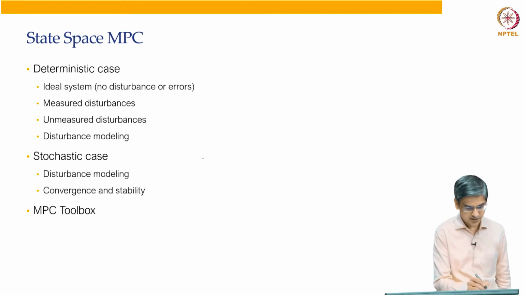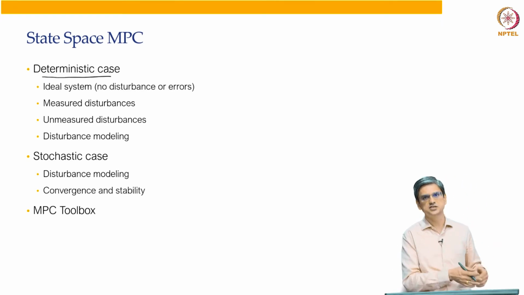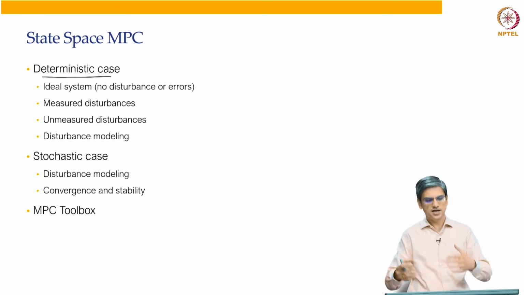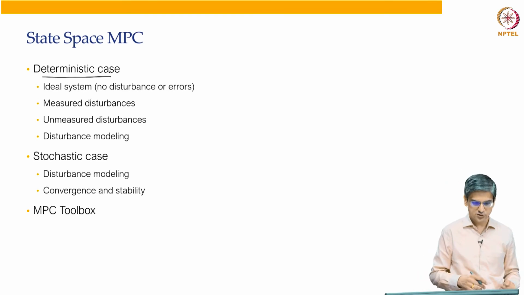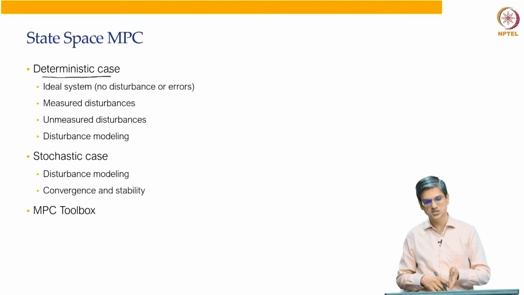We are going to first take the deterministic case. Again, in the deterministic case, I will talk about the ideal system, just x(k+1) equal to Ax plus Bu, y equal to Cx, and then we will start adding more and more things to it. For example, measured disturbances, unmeasured disturbances. We will then talk about disturbance modeling.